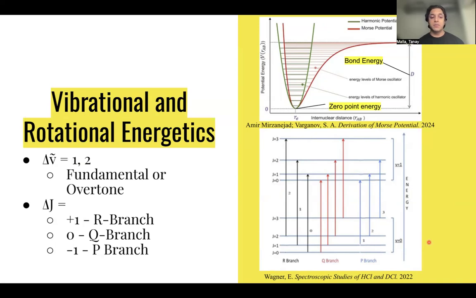According to the ideal harmonic oscillator, this should be the only possible transition. Due to anharmonicity, though, we were also able to observe an overtone frequency in which a transition occurs from V equals 0 to V equals 2.